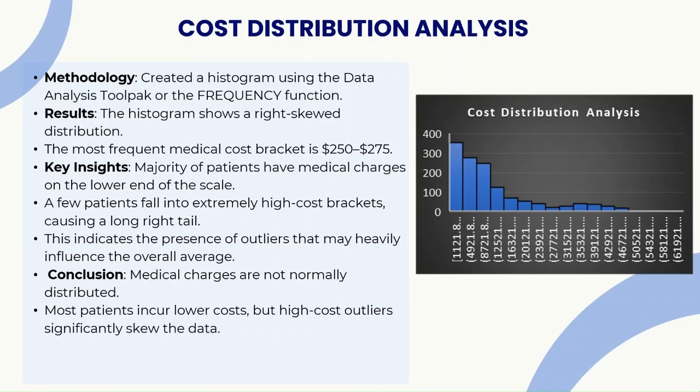Yes, so right now you can check the histogram levels. The distribution of medical charges is right skewed. The most frequent cost bracket is in the range of around 250 to 275, as you can check. The most frequent bracket is 250 to 275.